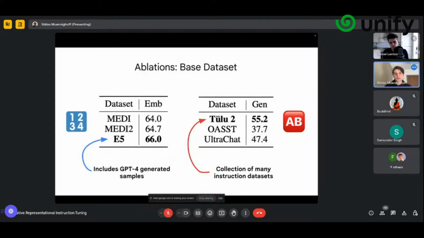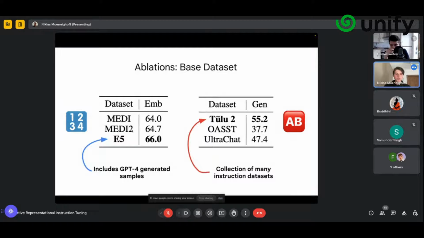The next ablation is the base data set. On the embedding side, we iterated through MEDI 2 and E5. MEDI comes from Instructor, which is a prior embedding model that introduced the notion of instruction fine-tuning for embedding models. And that one gave us a performance of 64.